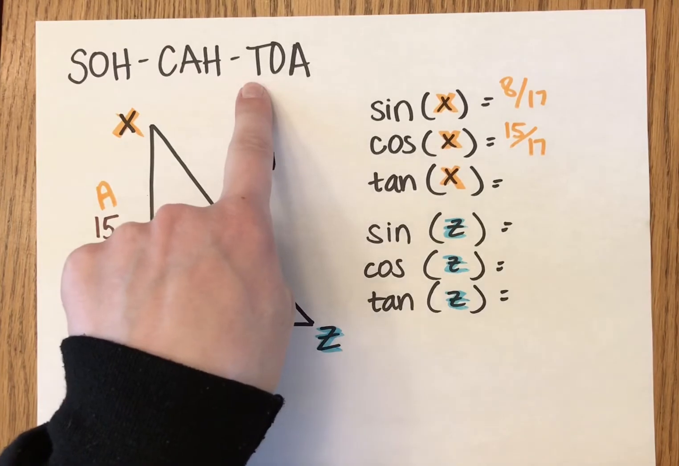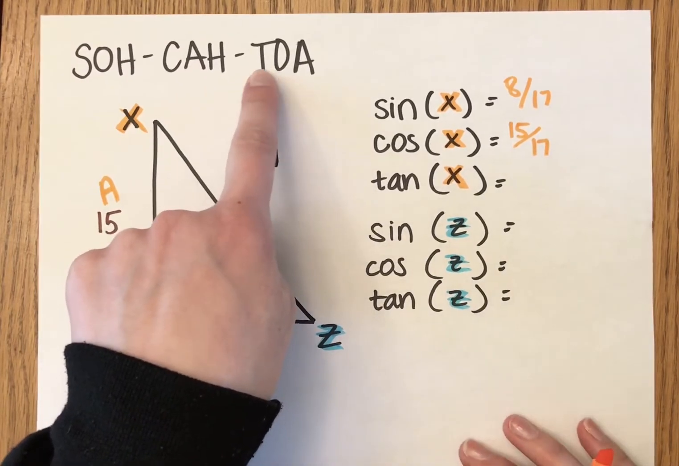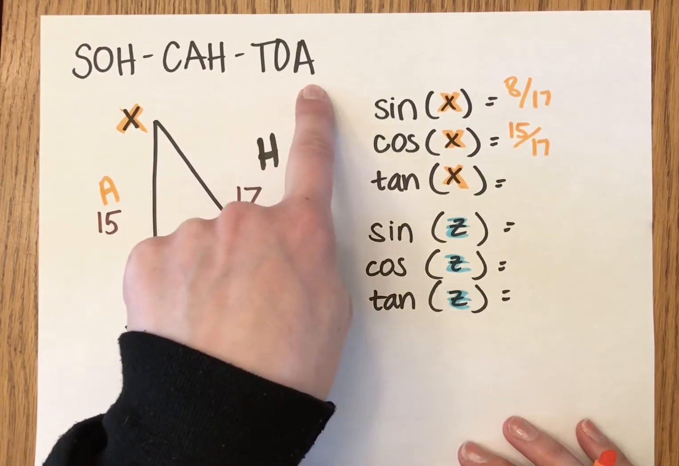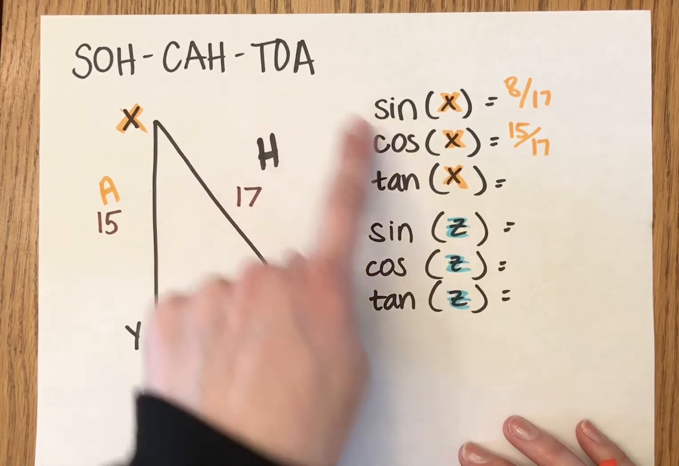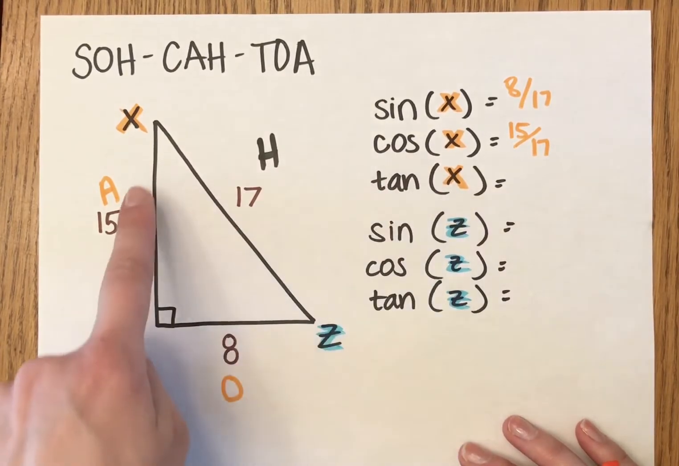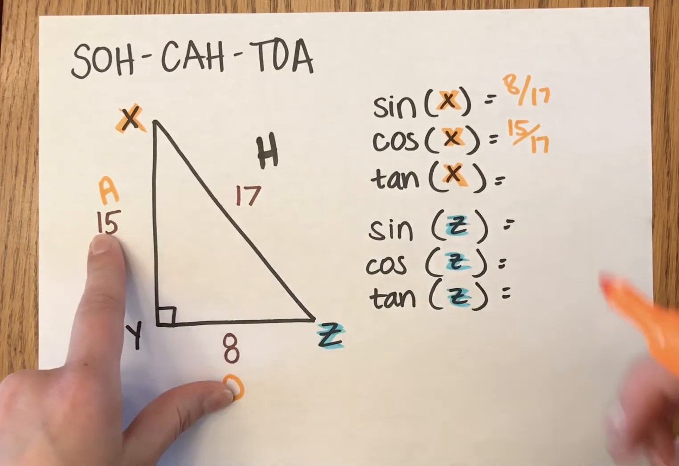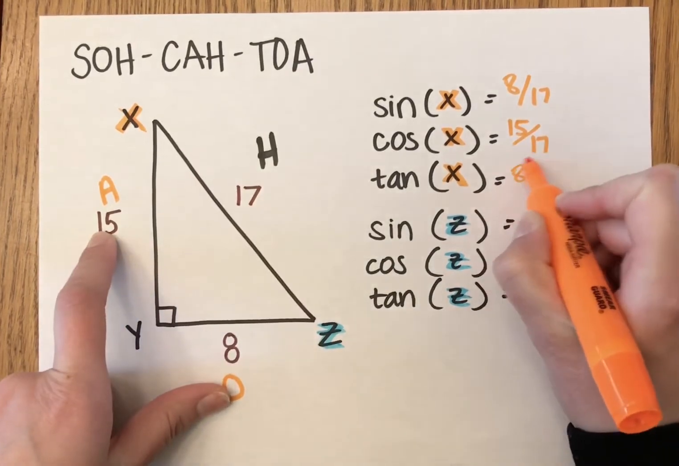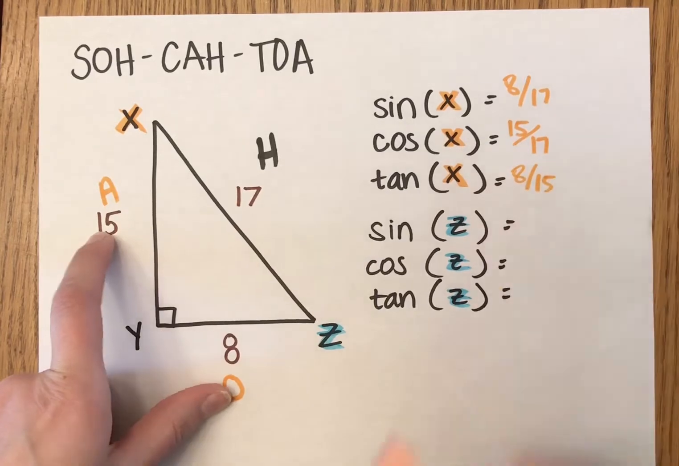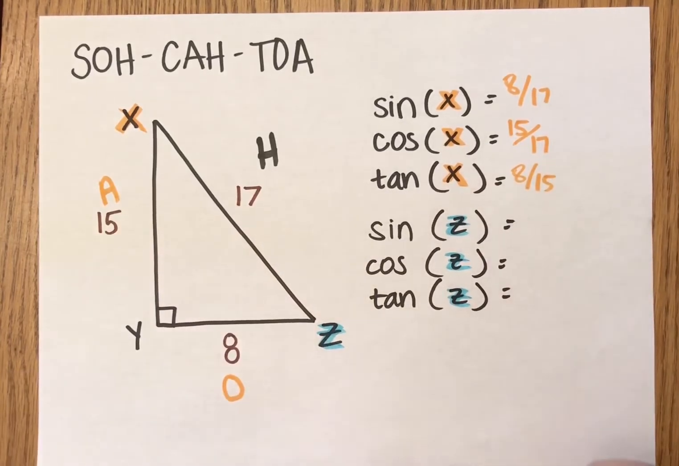Okay, the tan ratio, T for tan, is the opposite side over the adjacent side. Well, for angle X, the opposite side is 8, and the adjacent side is 15, so my ratio is 8 over 15. Pause the video and see if you can write the ratios for angle Z.